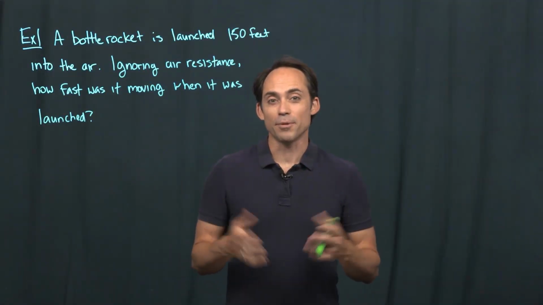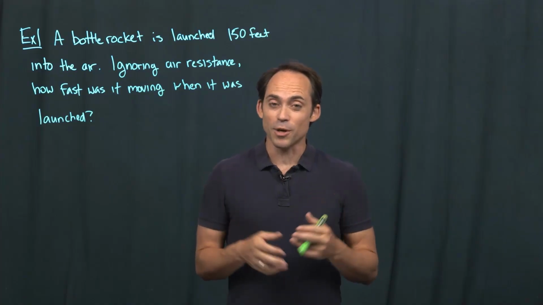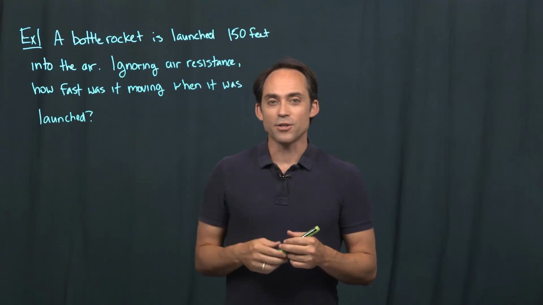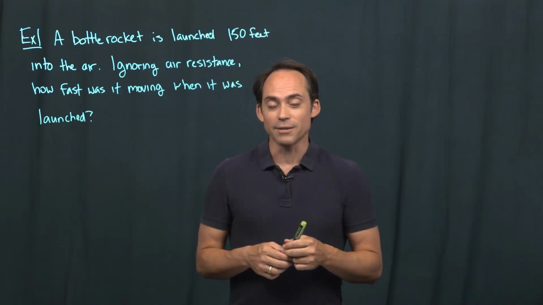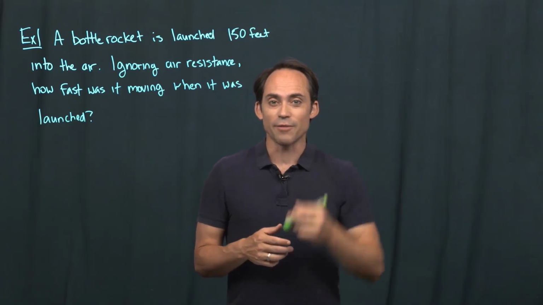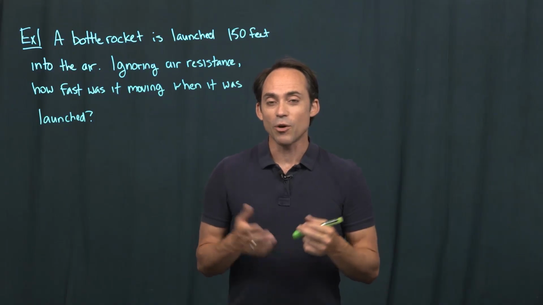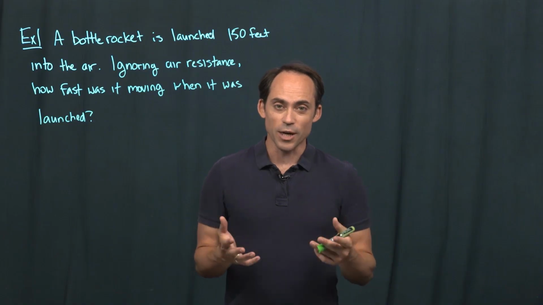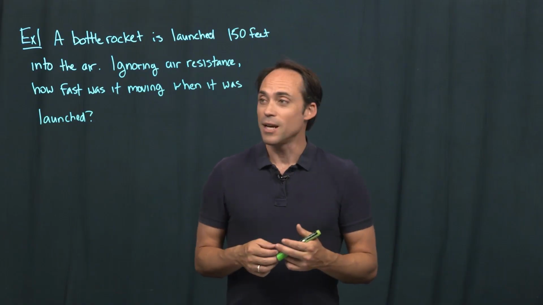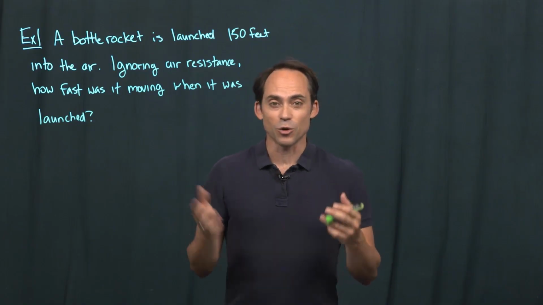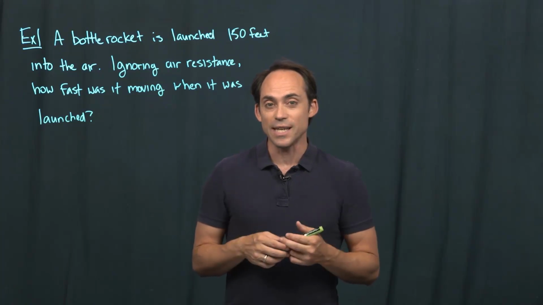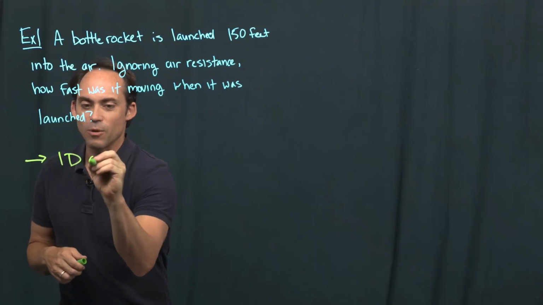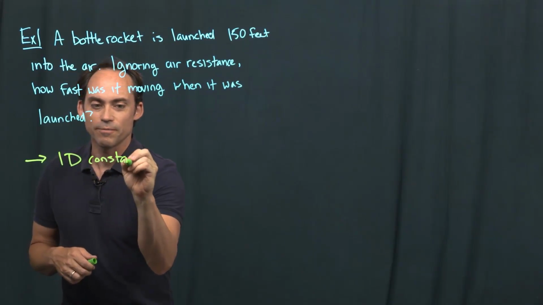To see an example of how we might use this alternative expression for 1D acceleration, let's consider the following problem. Let's imagine that we've shot off a bottle rocket. It reaches a total height of 150 feet, and we want to know how fast the rocket was going when it was initially launched. So let's break down this problem. What kind of problem is it? It's only moving up and down, and we're ignoring air resistance. So this is a 1D constant acceleration problem. We can write that down: 1D constant acceleration.